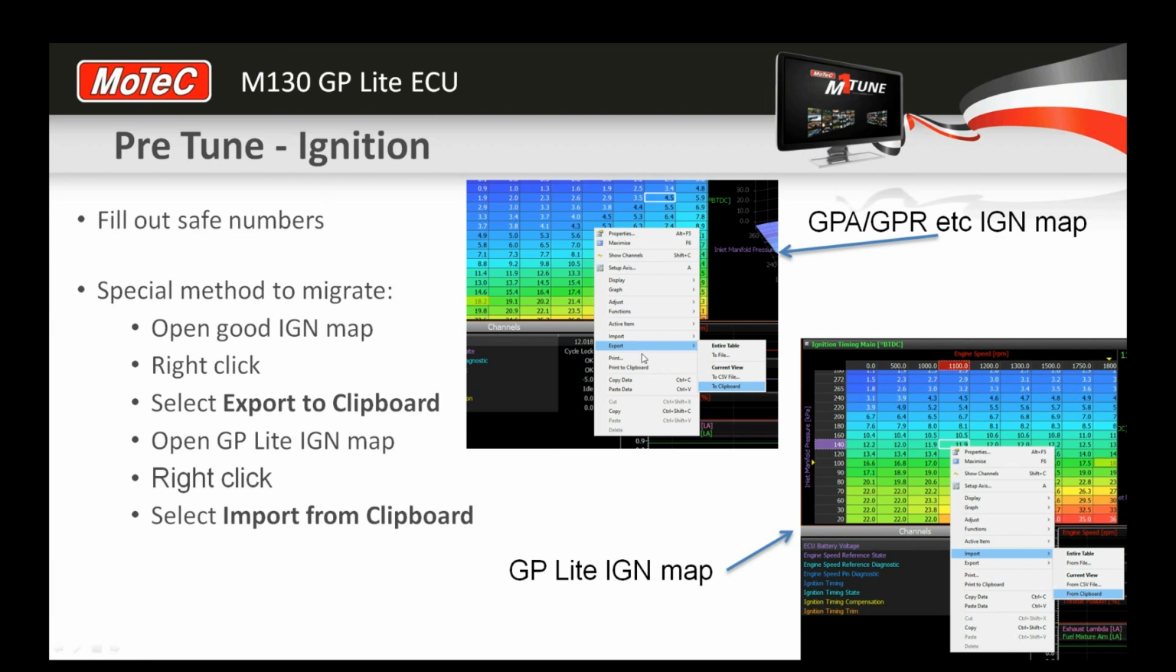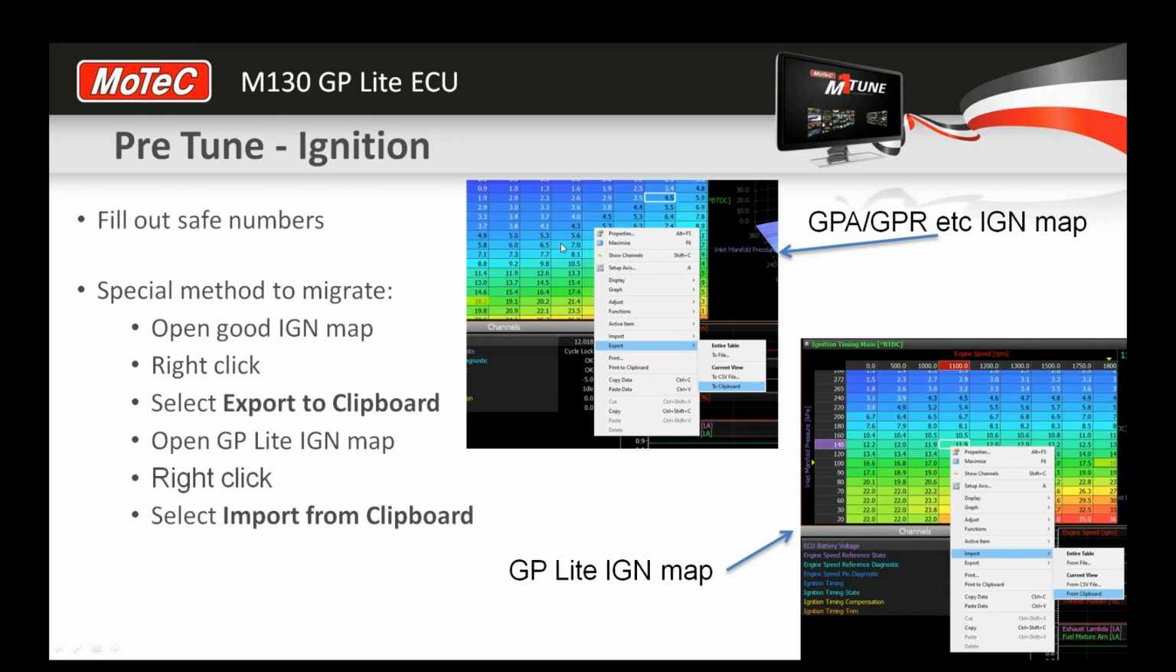There is a separate webinar telling you how to do this, but the short version is, first of all, add your GPA ignition map file as a compare. Go in and export that ignition map to clipboard. So right click, export to clipboard, go over to the GP Lite ignition map, right click and import from clipboard, and it's as simple as that, and the ignition map comes in.